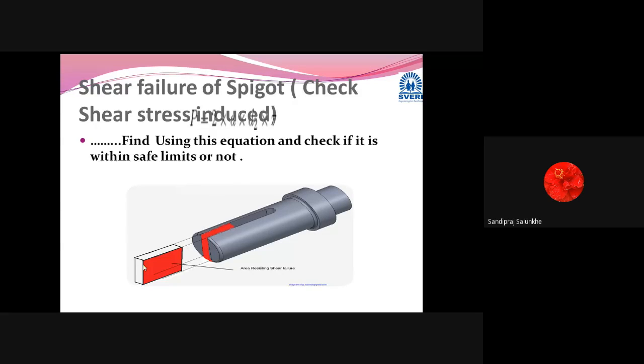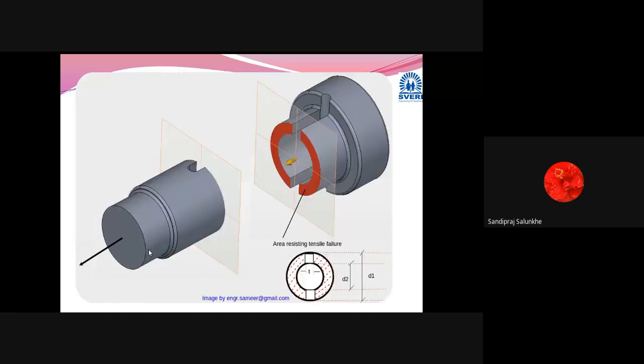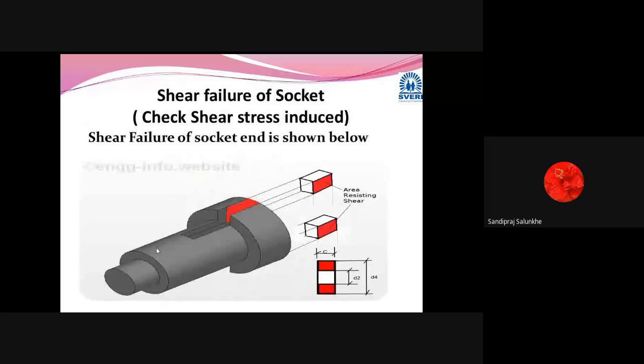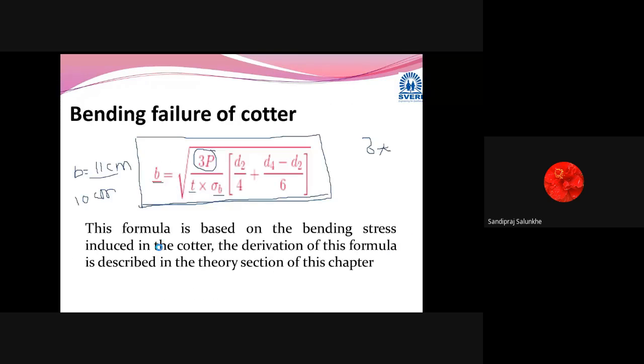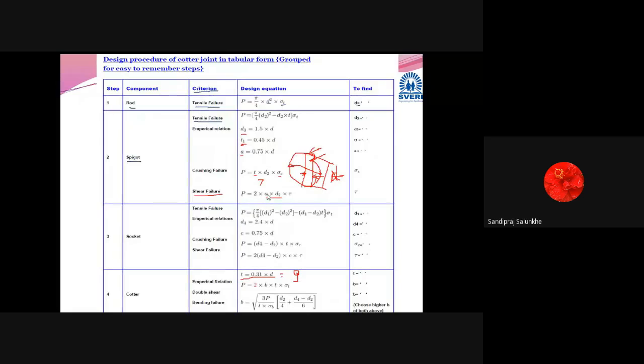So this length is nothing but the diameter of this spigot. And this length is nothing but A, which we have calculated, the A dimension. So this D2 multiplied by A, and double it. That will be the total shear area: 2 into A into D2. That will be the total sheared area.